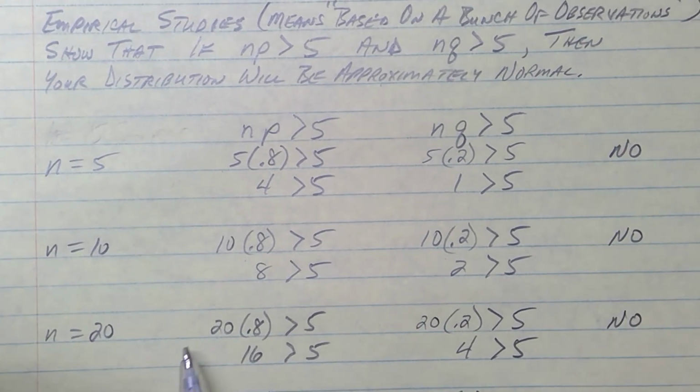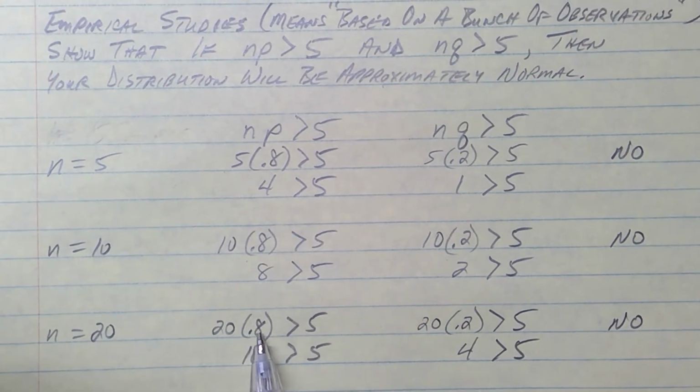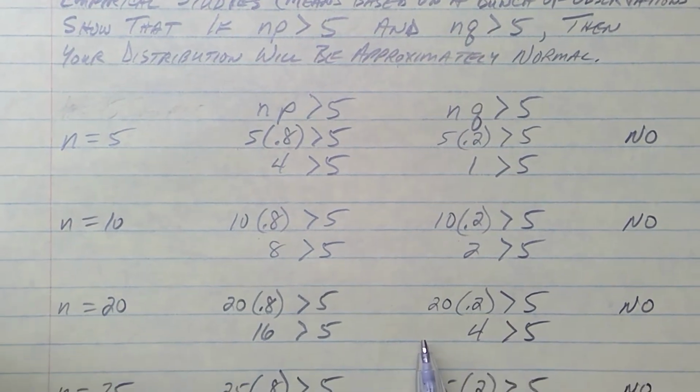Let's jump up to 20. I watched 20 games times 80%, that's 16. 16 is bigger than 5, that's good. I watched 20 games, the proportion of failure is 0.2, 2 out of 10. Multiply, that's 4. 4 is not greater than 5. No, that doesn't work. It fails right here. I can't expect my data to be normal.